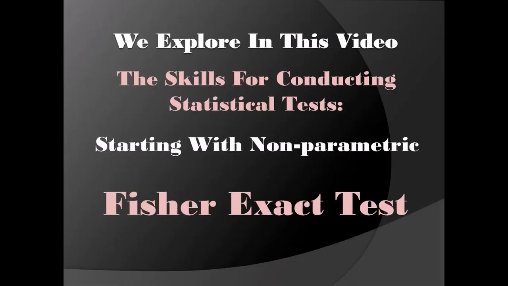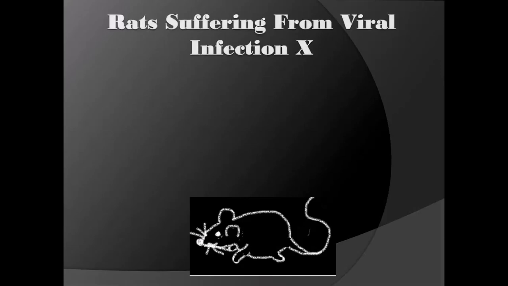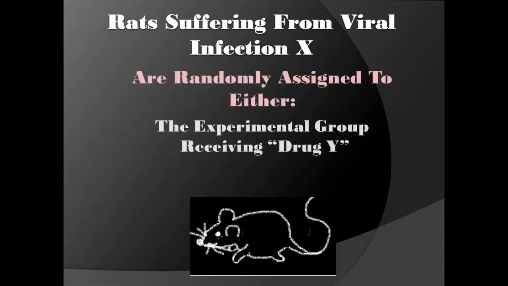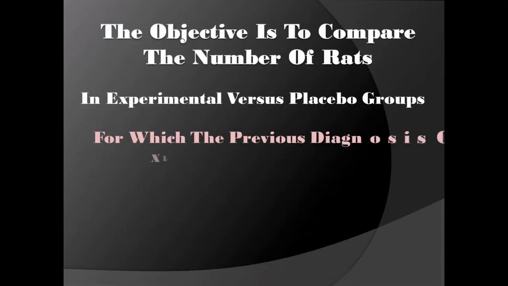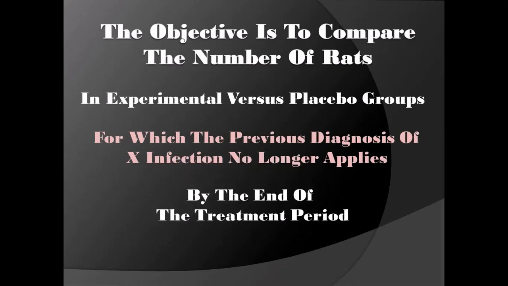In the fields of medical and healthcare sciences, certain experiments seek to determine the influence of one binomial categorical variable on another binomial variable. For example, imagine a situation where rats suffering from viral infection X are randomly assigned to either the experimental group receiving drug Y or the placebo group. The aim is to compare the number of rats in the experimental and placebo groups for which the previous diagnosis of X infection no longer applies by the end of the treatment period.